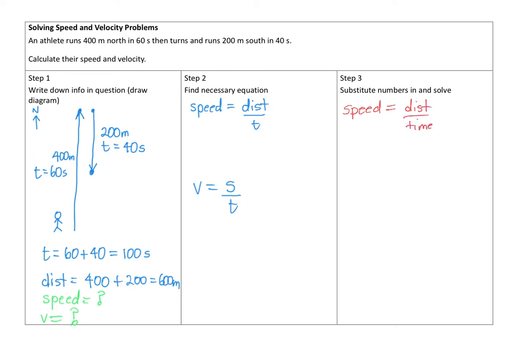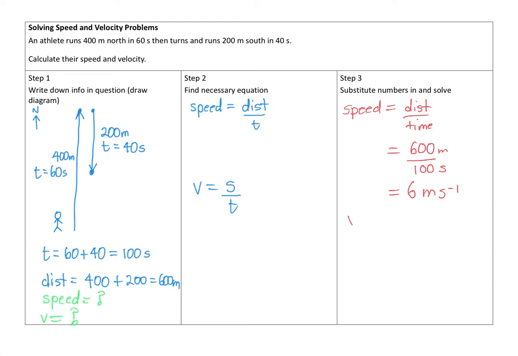Oh, probably could have written T there. So that's going to equal 600 metres was the distance, divided by the total time, which was 100 seconds. So that is going to be equal to 6 metres per second. Now, because it's speed, we don't need to have a direction, because speed is a scalar quantity, so we don't need to worry about a direction.